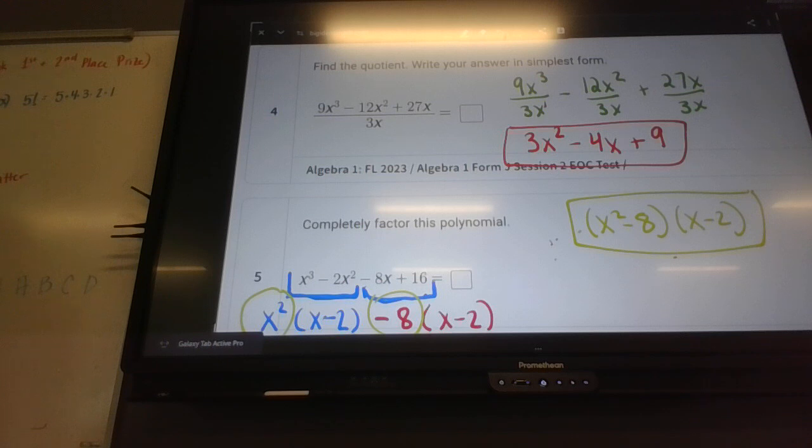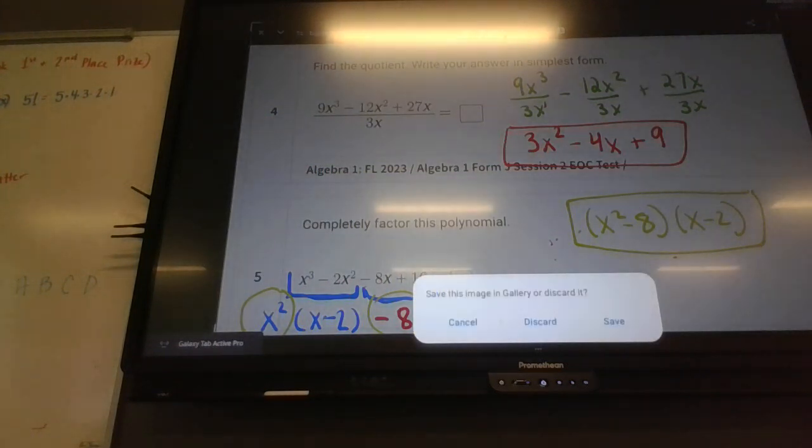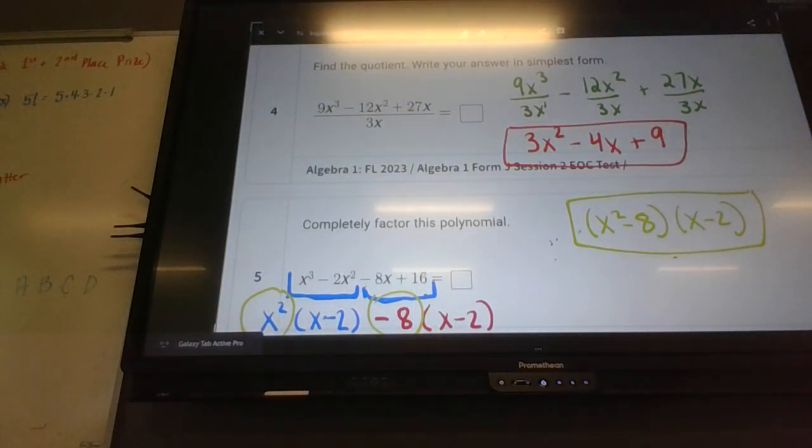So, greatest common factors. Next one. Not yet. Sorry. GCF.